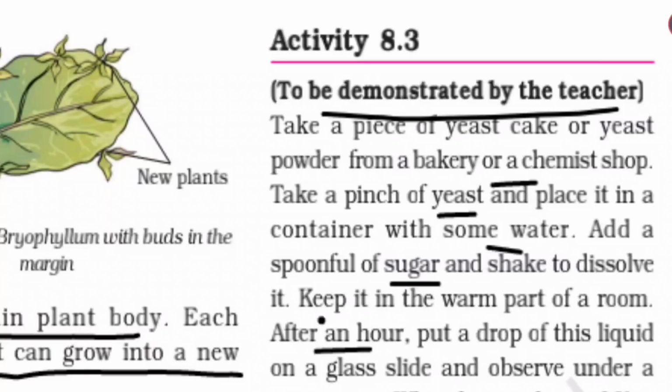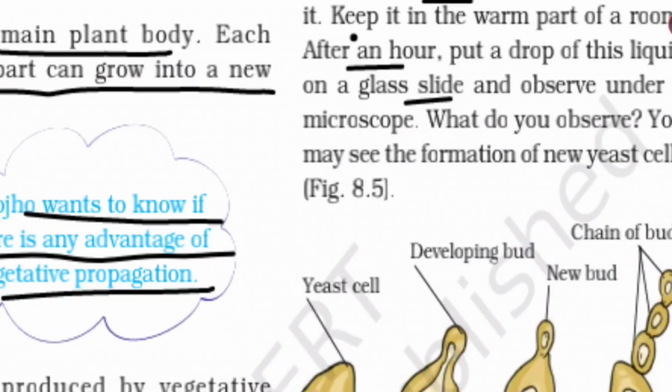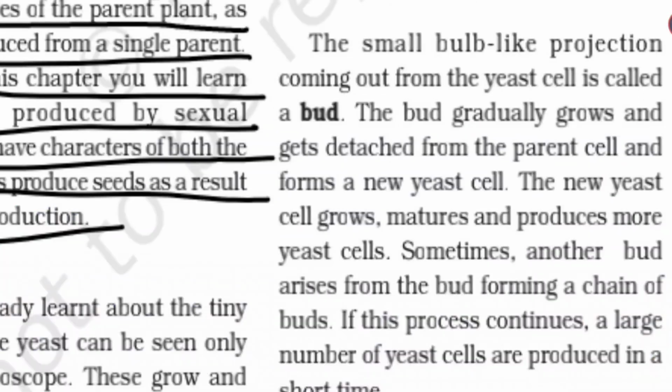After an hour, put a drop of this liquid on a glass slide and observe under a microscope. What do you observe? You may see the formation of new yeast cells. The small bulb-like projection coming out from the yeast cell is called a bud.